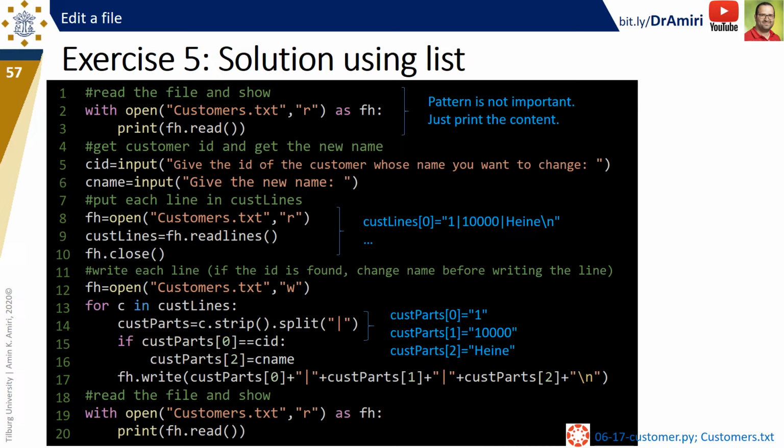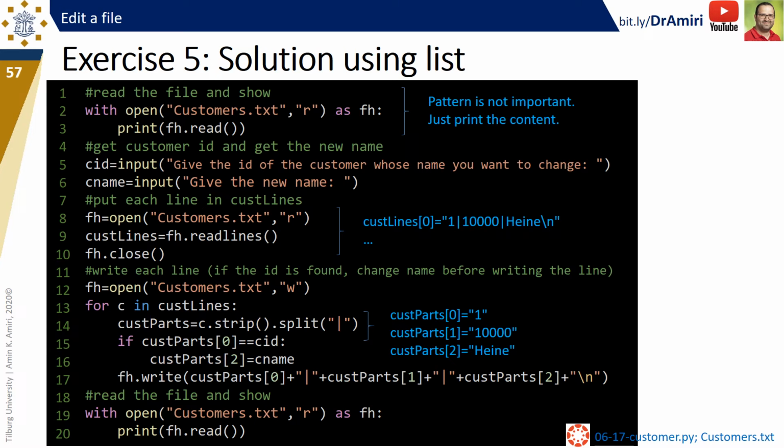So now in line 14, when I use c.strip, \n is removed, and afterward I use the split function, giving the argument vertical line, and as a result, we can see that the cost parts will include the string of 1, the string of 10,000, and the string of Heine as three elements. So cost parts is a list that includes these three elements.